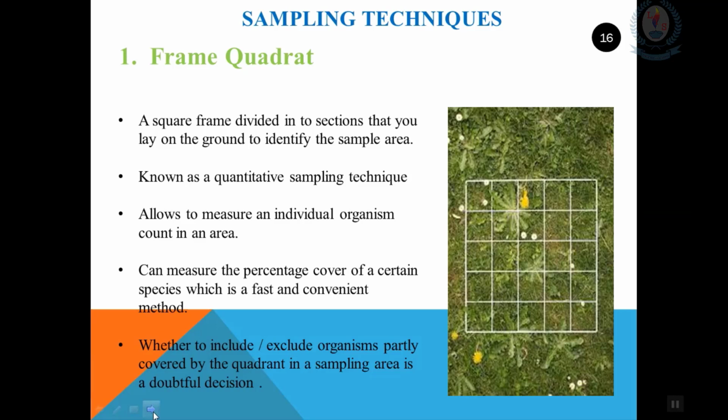So the simplest way to sample an area is a frame quadrant, and this method is really useful for plants and animals that do not move much. This method is known as a quantitative sampling method, as it allows us to quantify and measure the individual count of an organism in an area, or we can take a percentage count of that particular organism. But there are limitations of this method because a decision should be taken whether to include or exclude a particular organism which falls on the margin of the quadrant.